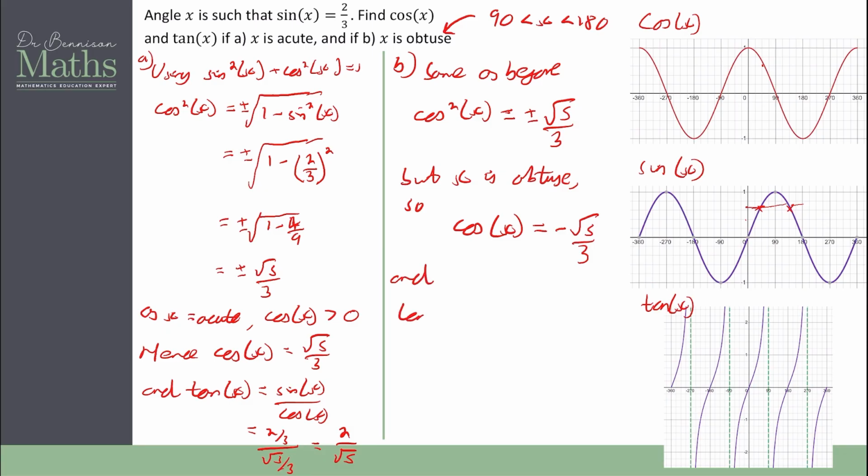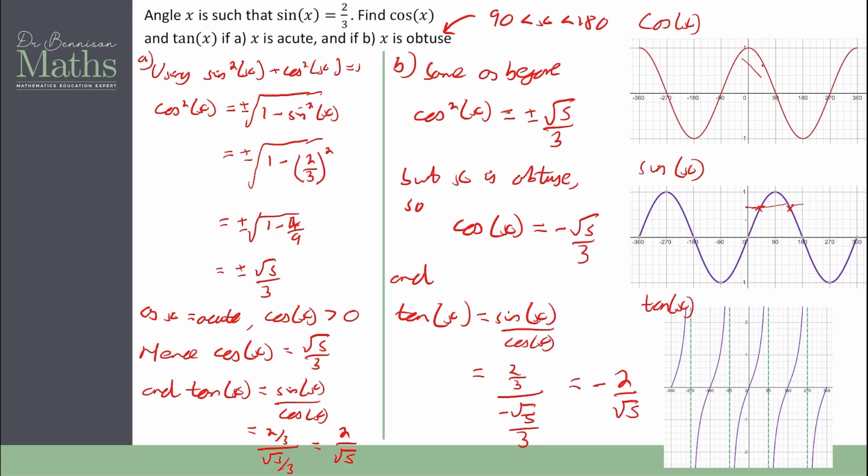and then tan x then, still sine x over cos x. It's still 2/3, but now cos x is negative root 5/3. So we get minus 2 over root 5 for tan x. Basically, it just means that when you're given some information, it tells you whether you take the positive or negative square root, depending on where the graph is.